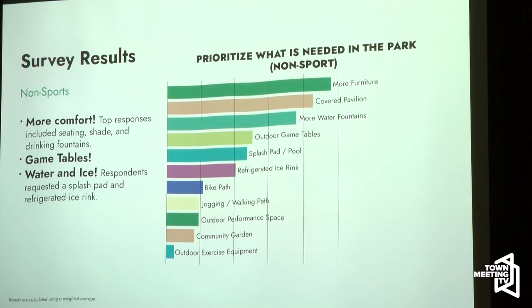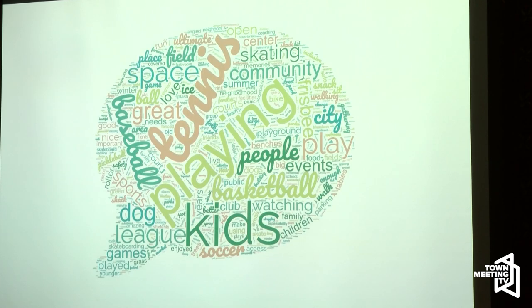So when asked to prioritize what non-sport facilities they would like to see in the park, most people wanted the basics. People wanted more furniture, places to sit, benches, picnic tables, a covered pavilion, a place to rest in the shade or have parties or events, and more access to drinkable water. And after that, people were interested in game tables, a splash pad or a pool for the summertime, and a refrigerated ice rink, which ties back into the ice hockey from the last question.